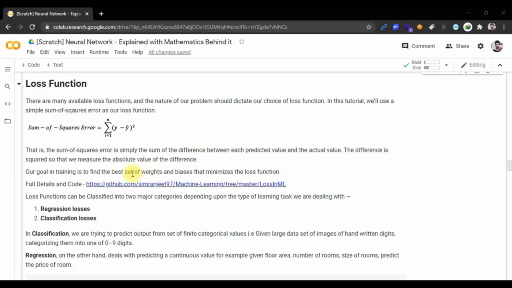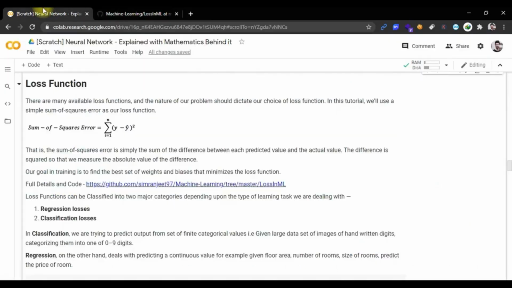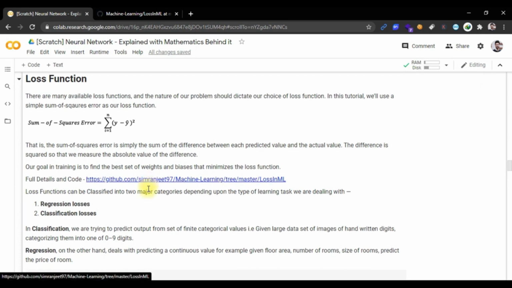This is the simplest method I'm going to use in here, but if you want to get the code of all the functions, you can get into my repository here, and you can get all the loss functions there. So loss functions are of two types. The first is regression losses, the second is classification losses.